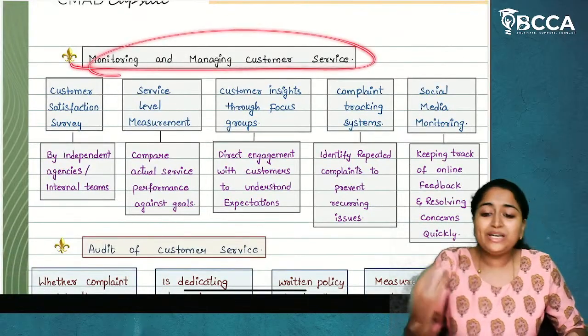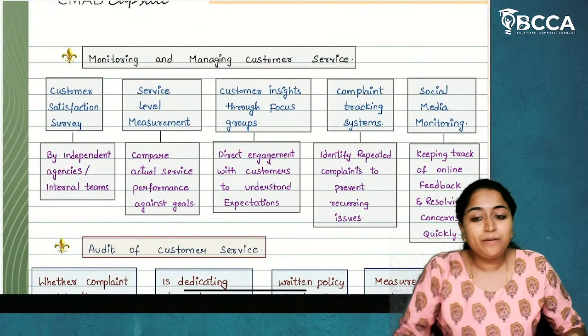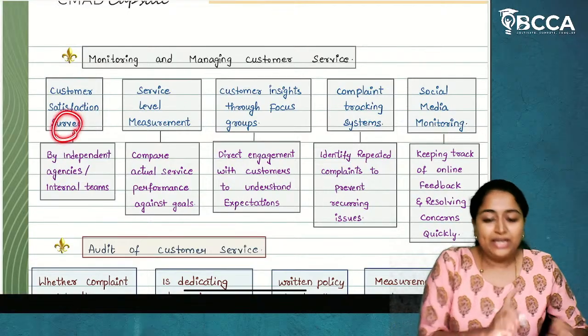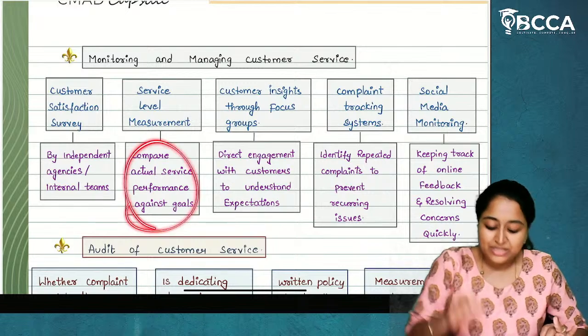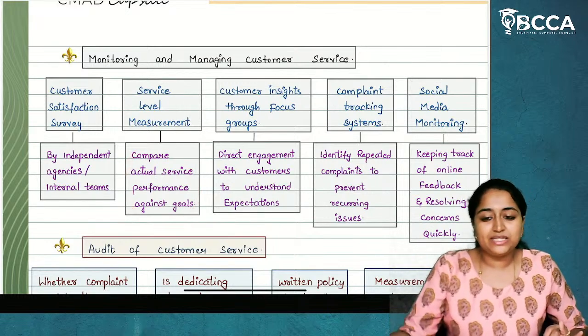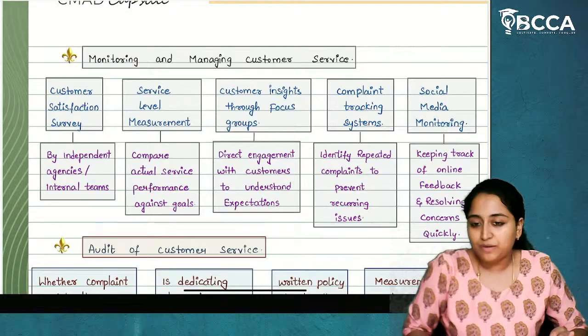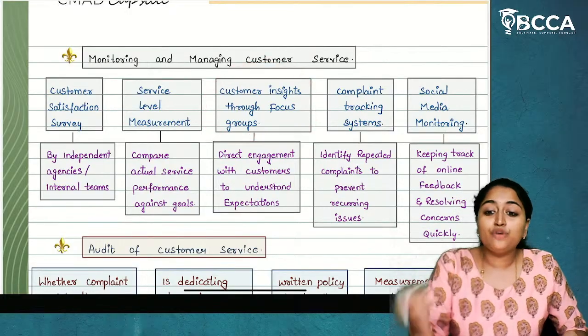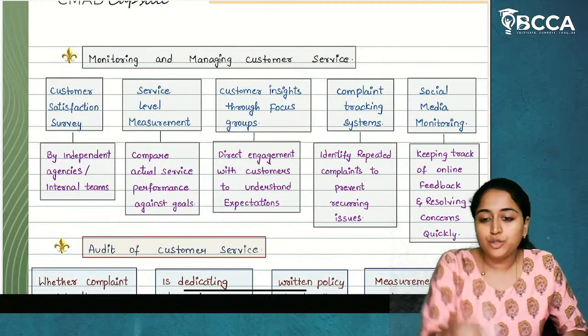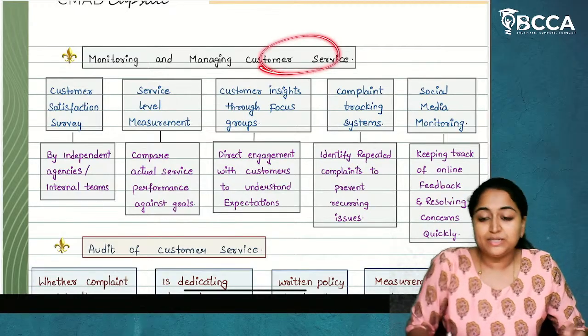Then for knowing about customer service, for monitoring and managing, what steps can you take? Either they can go for a survey or service level measurement, which means actual service performance against the goal. So this is the goal, what is your actual performance? Based on comparison you can do that. Or you will recruit focus groups and based on that you will do the survey about the customer service.